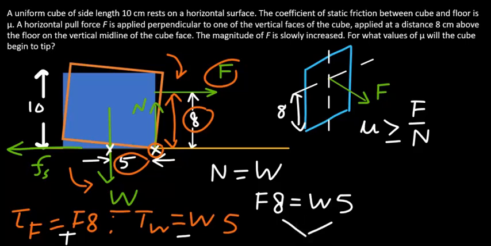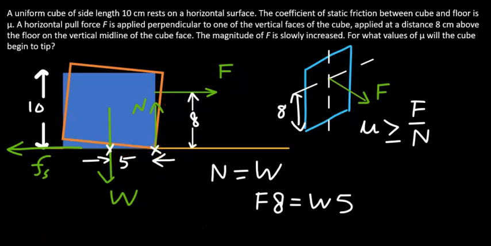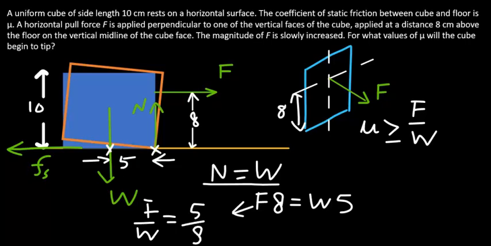Now I have maintained the distances in centimeters because the conversion factor would cancel out, so it doesn't matter what unit for length you use, whether it's centimeters or meters. Now let's substitute the fact that the normal force equals the weight in this inequality. And from this equation that we have just found, the ratio of F over W is 5 over 8. So there we have it. Mu is greater than or equal to 5 over 8.